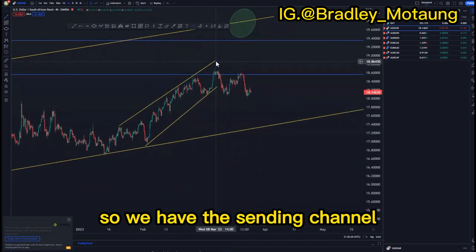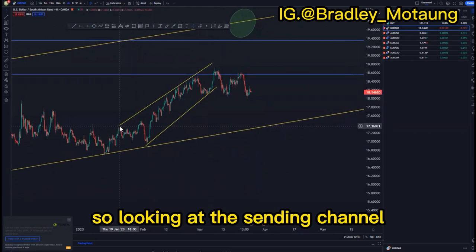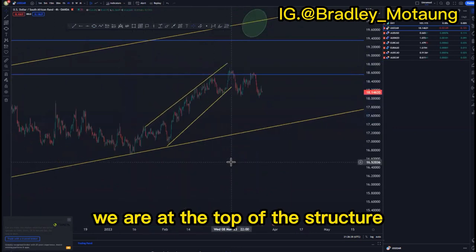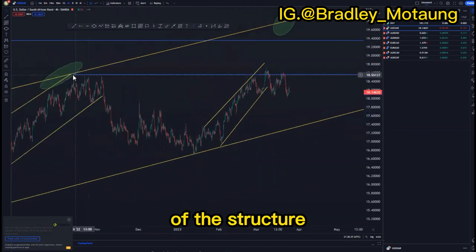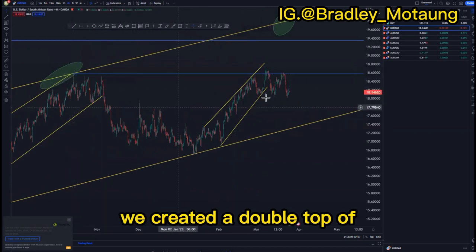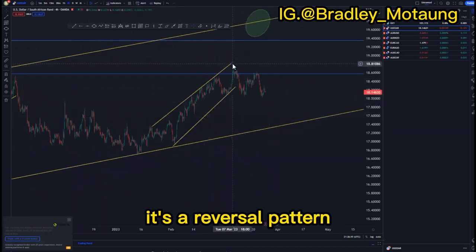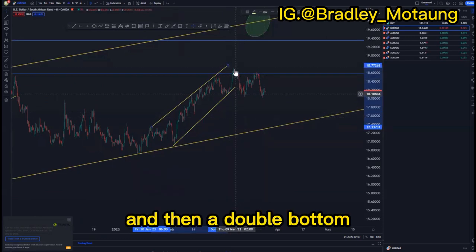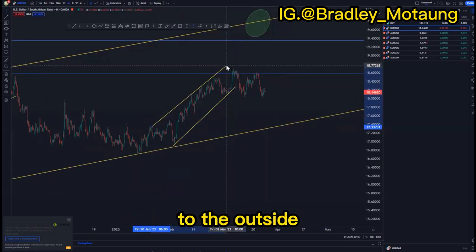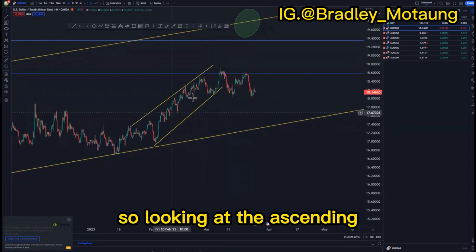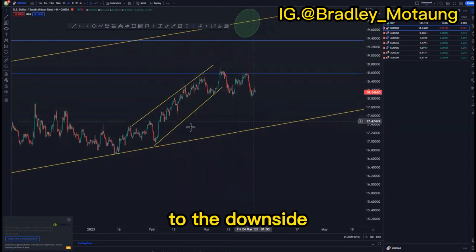So we have the ascending channel. Looking at the ascending channel, we are at the top of the structure. Most importantly, we are at the top of the structure. We created a double top, which is very important just because it's a reversal pattern to the downside, and a double bottom is a reversal pattern to the upside. So looking at the ascending channel, also, it's a reversal pattern to the downside.